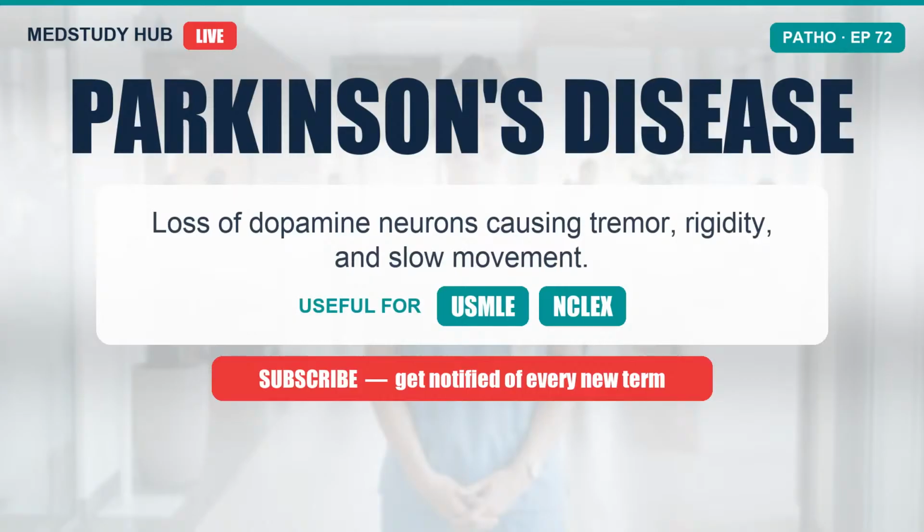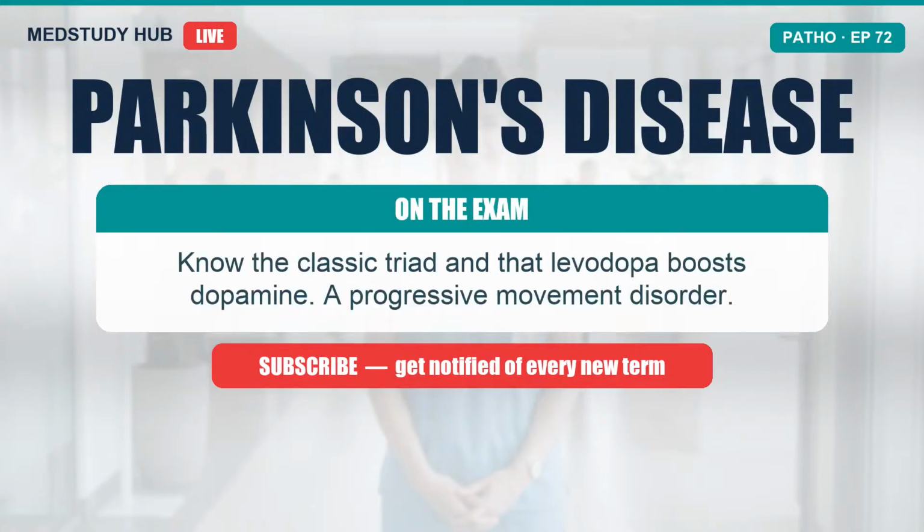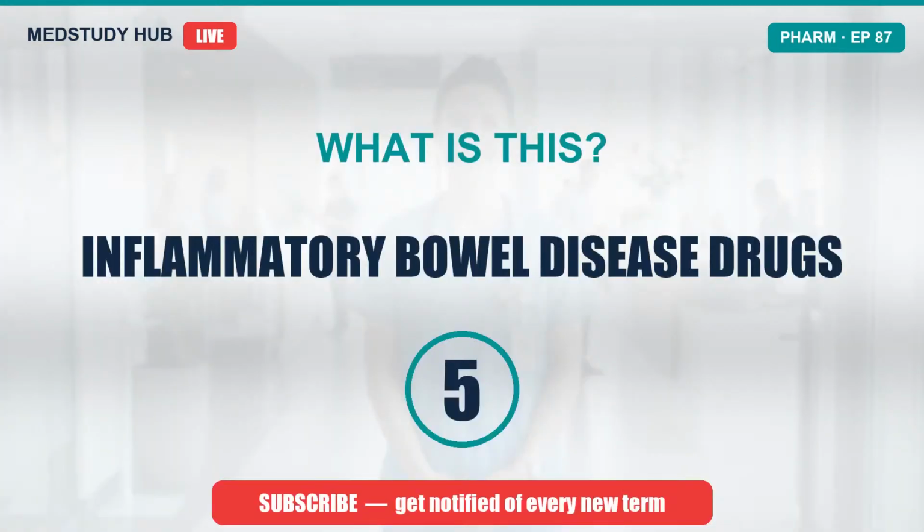Parkinson's disease. Loss of dopamine neurons causing tremor, rigidity, and slow movement. Know the classic triad and that levodopa boosts dopamine. A progressive movement disorder.